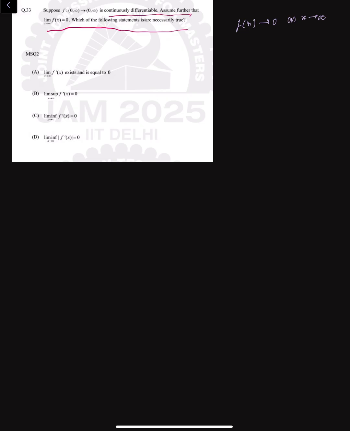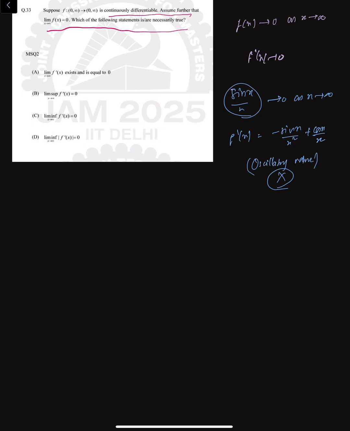Now, if we consider the first option, f dash of x doesn't necessarily tend to 0 as f of x tends to 0, because if we consider a counterexample, let's say sin x by x, which tends to 0 as x tends to infinity. But if we take f dash of x, which is minus sin x by x square plus cos x by x, this has an oscillatory nature and it does not converge. So therefore the first option is not correct.